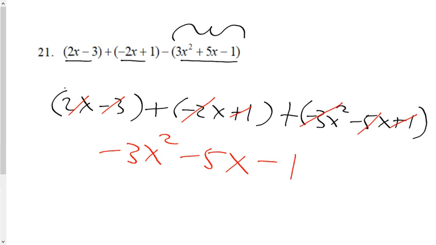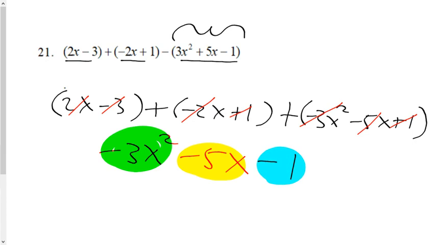So your final solution for 3 points is negative 3x squared for 1 point, negative 5x for a second point, and negative 1 for a third point. Question 21 is worth 3 points. Those three terms can be in any order. It doesn't matter. That's the best order because it's descending degree.